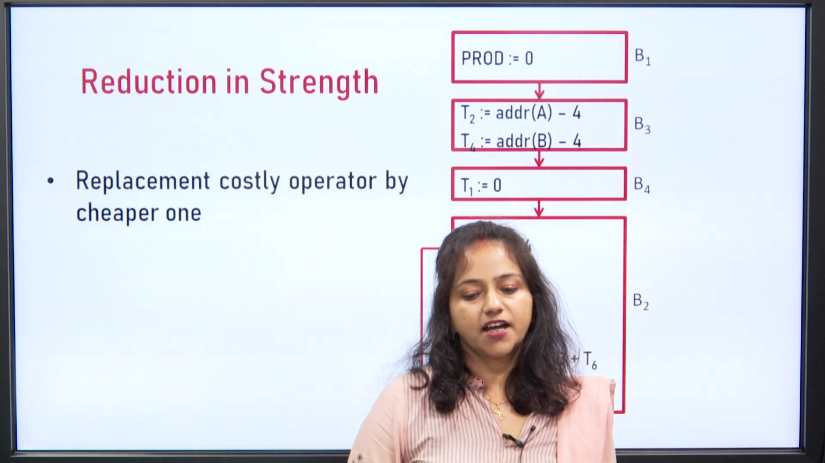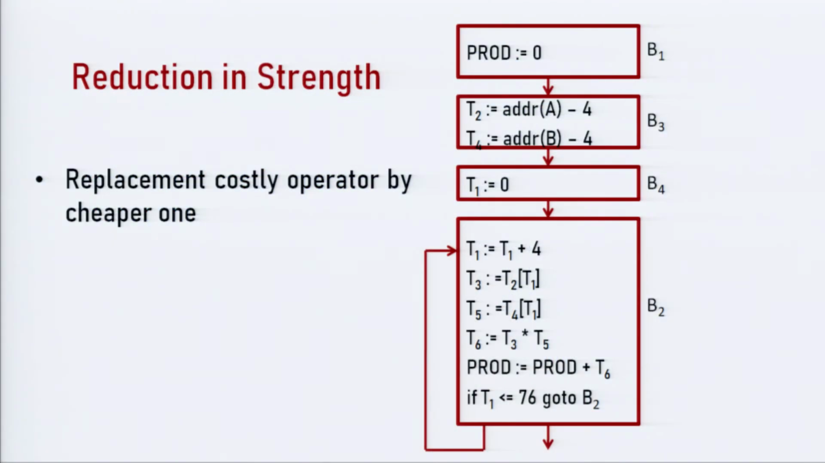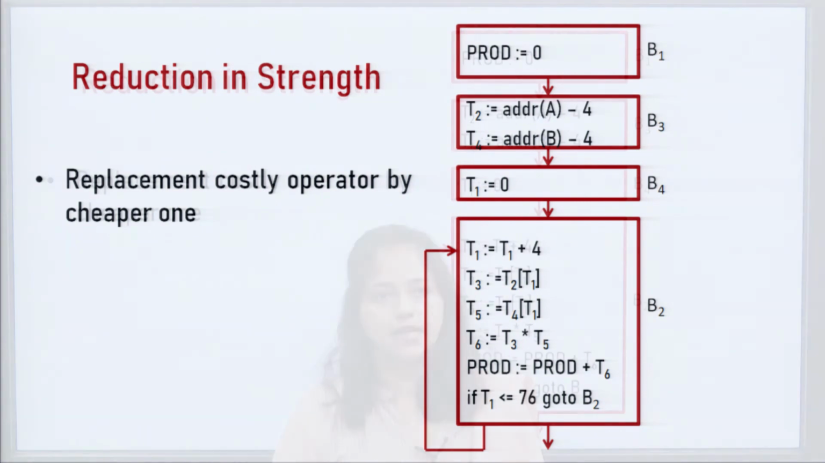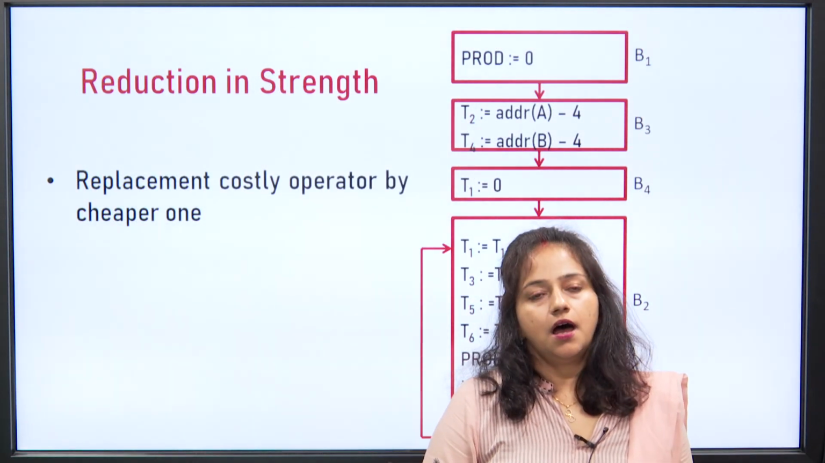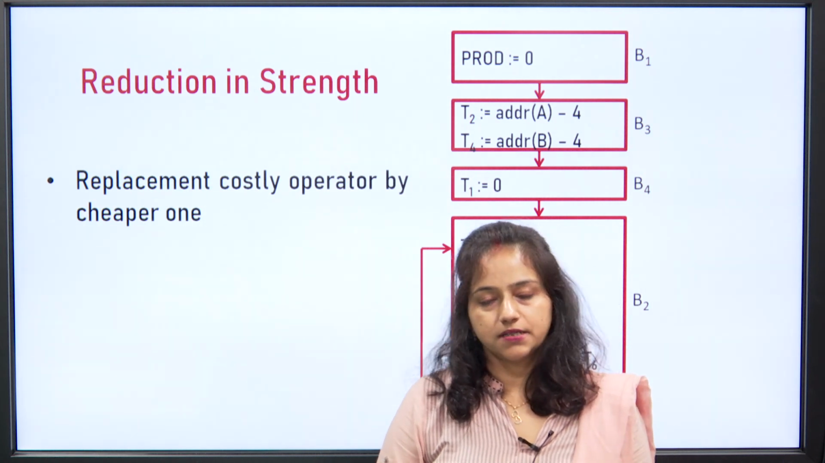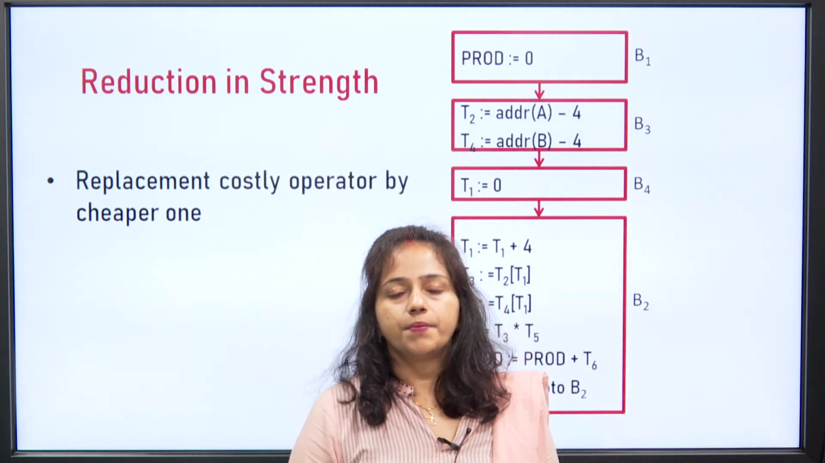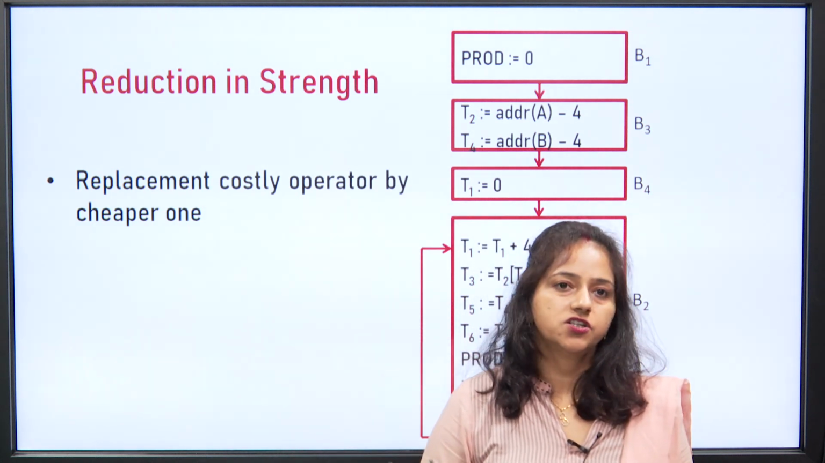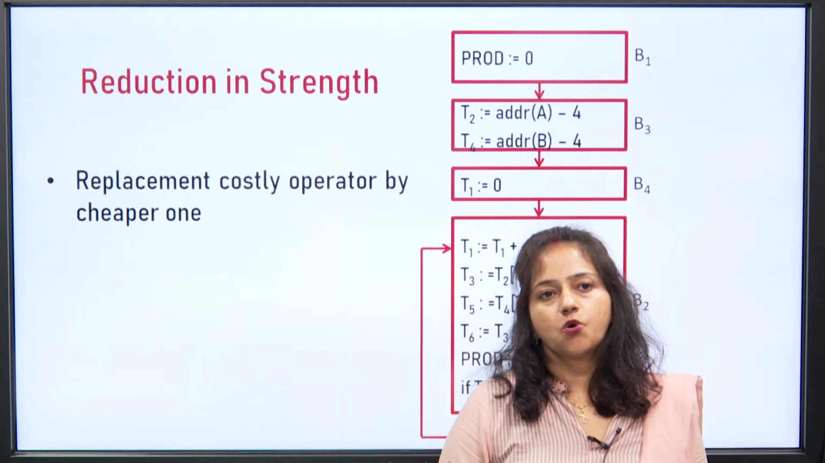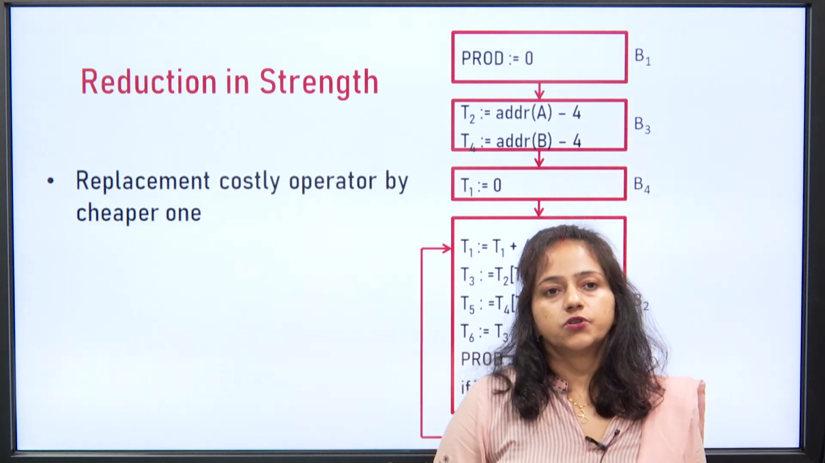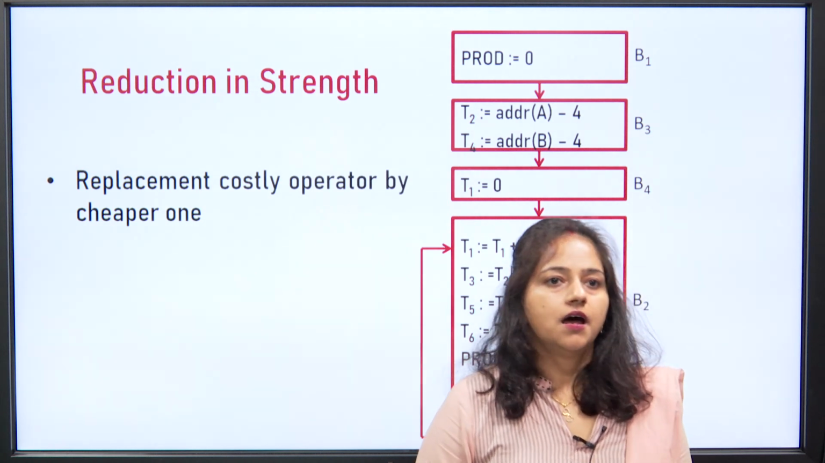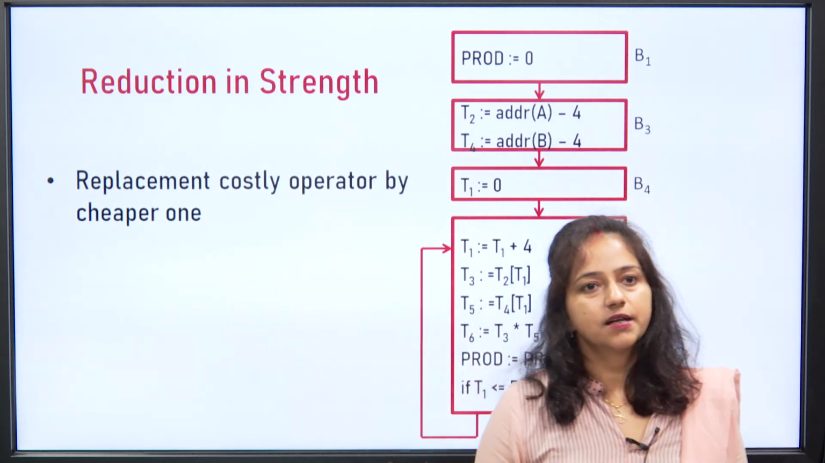Next is reduction in strength. This is another important code optimization technique, where we reduce the costly operator, where we replace the costly operator with a cheaper one. There are certain operators like multiplication or division that we treat as costly or expensive operators in terms of their computation. So, they can be reduced using a cheaper operator that requires lesser computation.